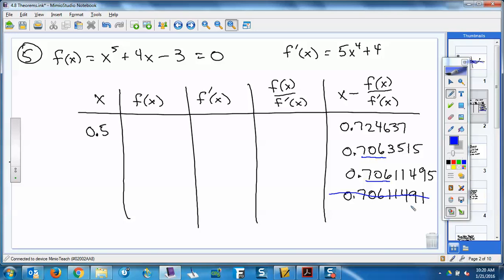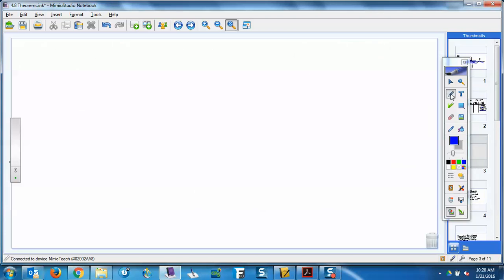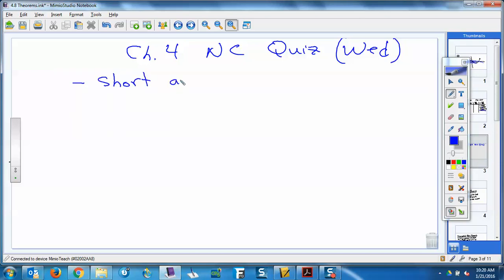On Wednesday of next week, we're going to have what I call the Chapter 4 No Calculator Quiz, okay? Let's talk about that just real quick. Now, what's going to be on that? A lot of short answer kind of questions. We have 3 theorems we're going to learn, and you're actually just going to memorize those and have to state them.